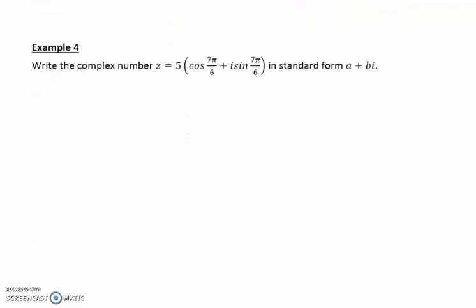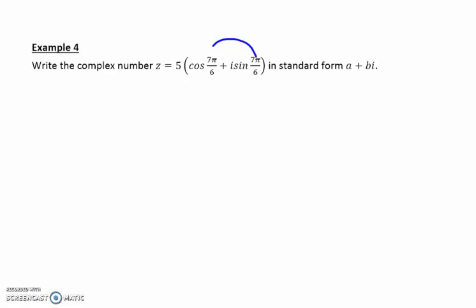Write the complex number z equals 5 times the cosine of 7 pi over 6 plus i times the sine of 7 pi over 6. And notice these angles are always going to be the same. If they're not the same, something's not right. Go back and check. Maybe it's a typo, but if you have the complex number written that way, those angle measures should be the same. So we're going to write that in standard form a plus bi.